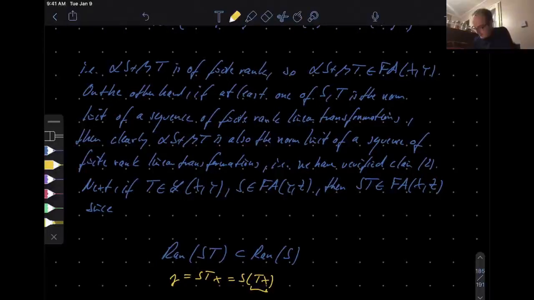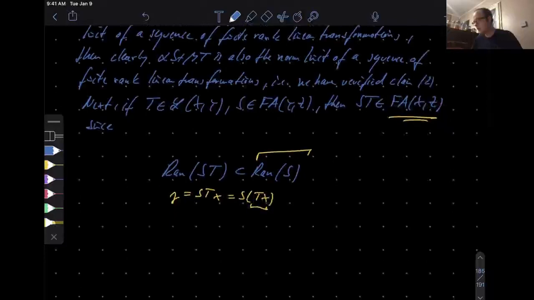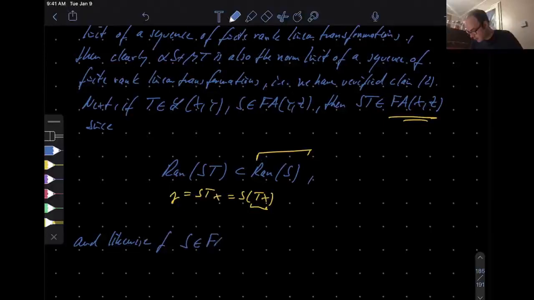Now that's all that you want, right? Because the space on the right has finite dimension, any subspace sitting in it also has finite dimension, and that's precisely what's written up there. Okay, good, so that's easy. And likewise for S in Fa(x,y), T in L(y,z). Now we do the other way around.